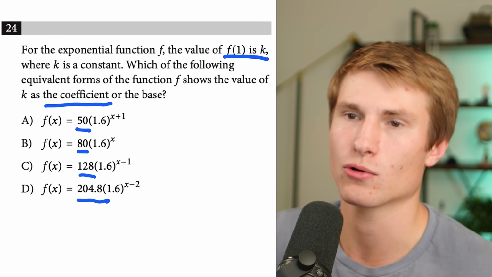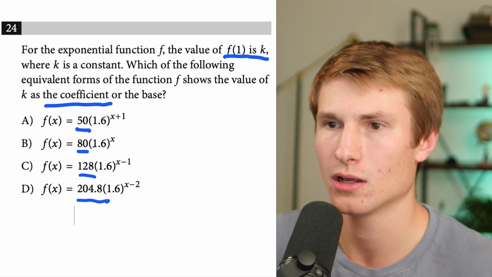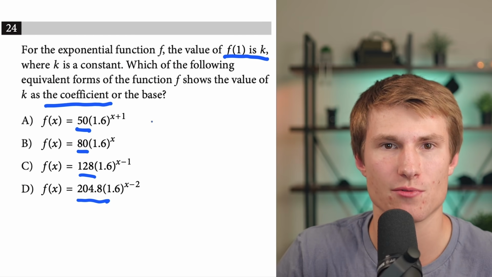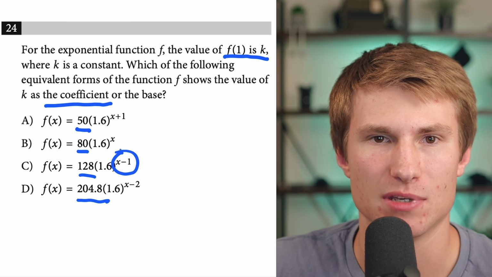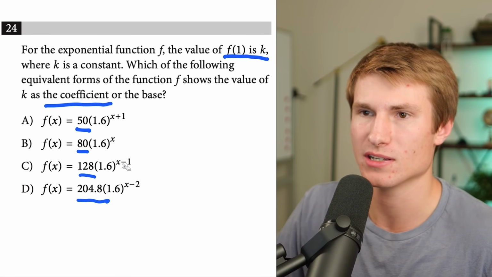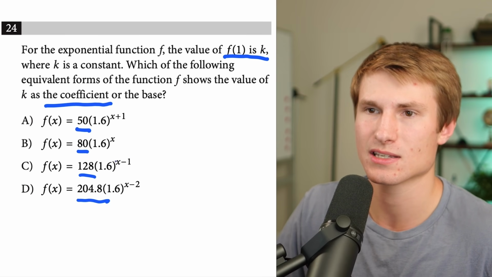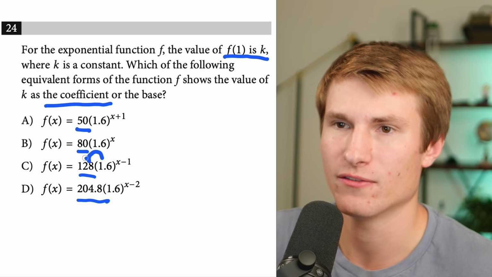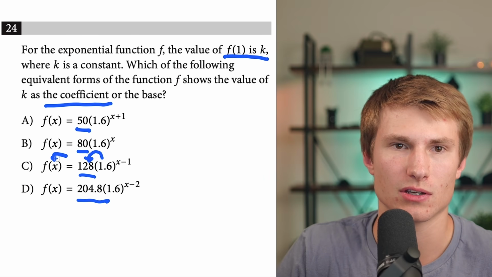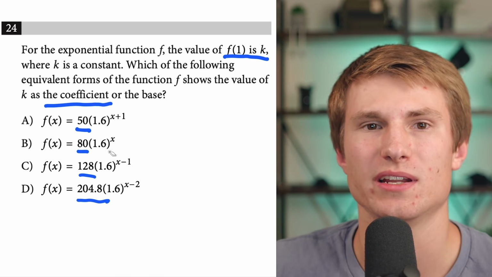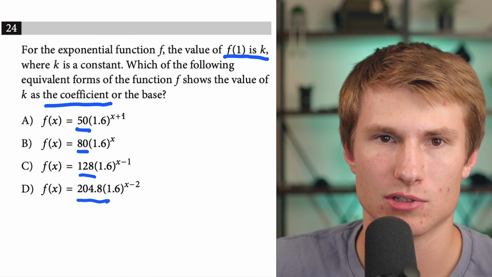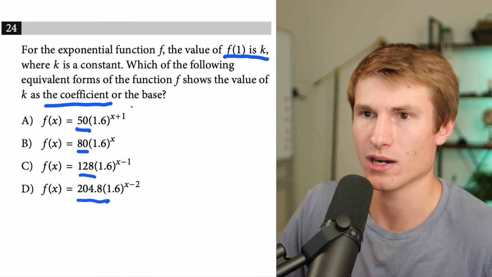Now, in order for the value of f of 1 to be that in a situation where we have exponential growth like this, we need to have the exponent be 0. Because if the exponent is 0, then 1.6 to that power is going to give us 1, which means that our value will just be that of the coefficient. So f of x will equal the value of the coefficient when x is equal to 1, which is what we need.